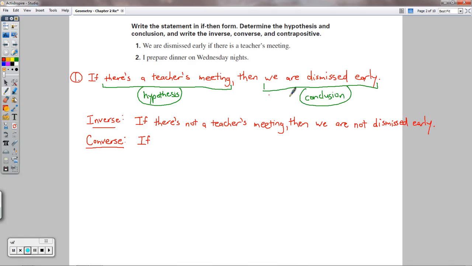So to form the converse, we switch the hypothesis and conclusion: switch the hypothesis and the conclusion. So if we are dismissed early, then there's a teacher's meeting.